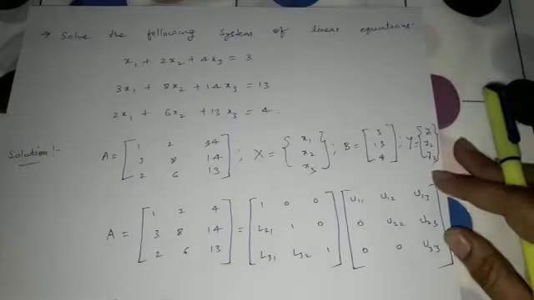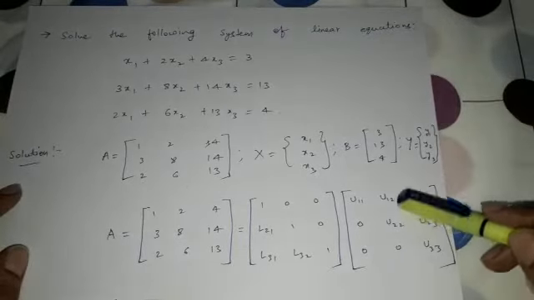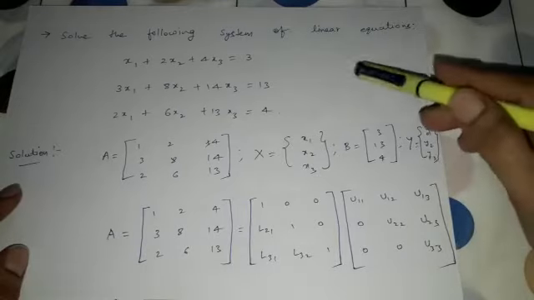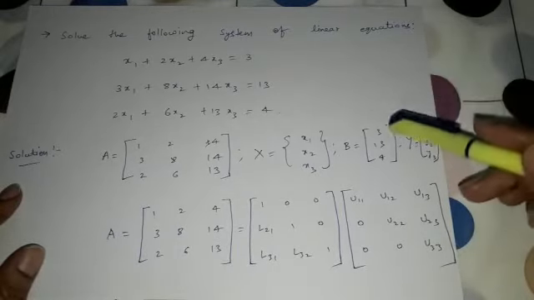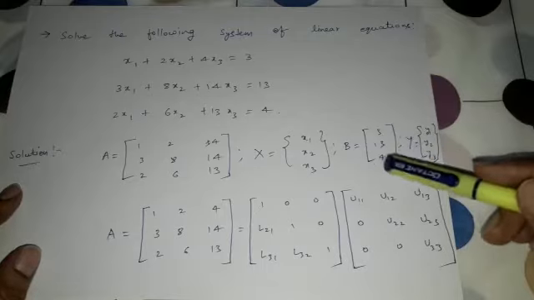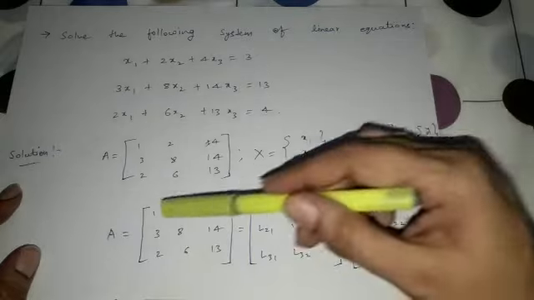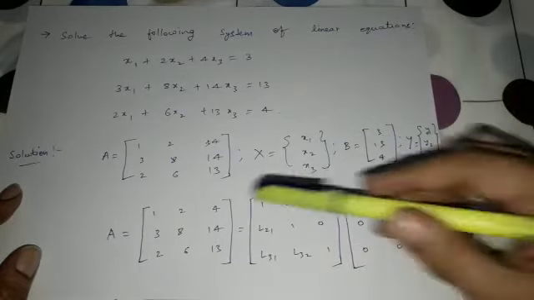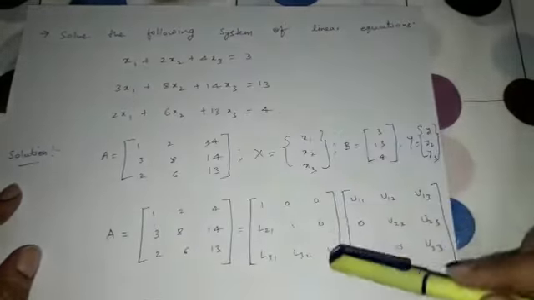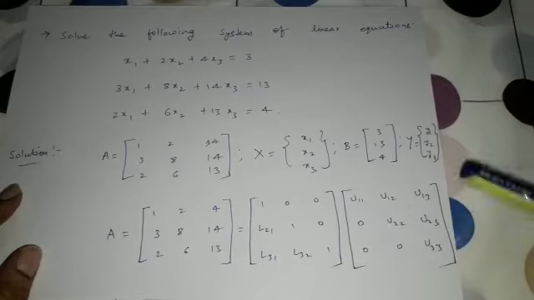So the first step is to decompose. In the last lecture we discussed how to solve the given system of linear equations by the LU decomposition method. So we discussed the LU decomposition method completely. In this lecture we will just solve the problem. First, decompose the coefficient matrix into the product of a lower triangular matrix and an upper triangular matrix, and we will apply Doolittle's approach.